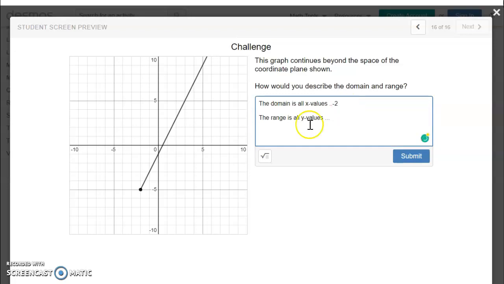Okay, but does it stop? It goes on, and it actually looks like it goes on forever. So we are going to say that it's going to go on forever. That means x just has to be bigger than -2. Okay, so x is bigger than -2. So I am going to write x is greater than or equal to -2.